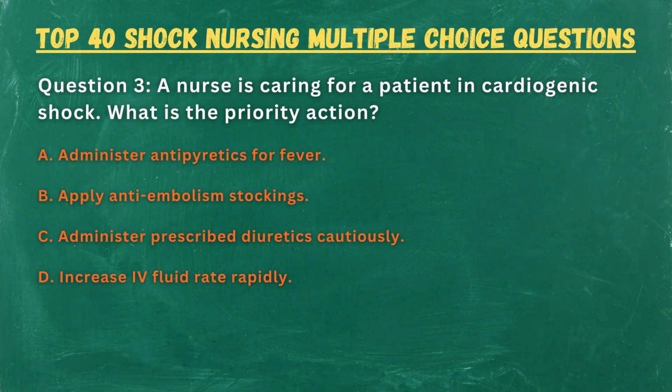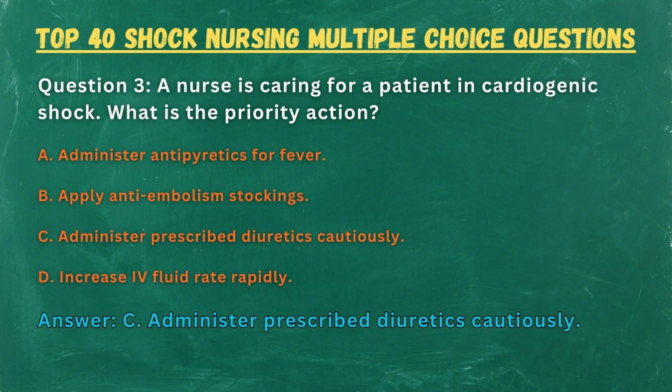Question 3. A nurse is caring for a patient in cardiogenic shock. What is the priority action? A. Administer antipyretics for fever. B. Apply anti-embolism stockings. C. Carefully administer prescribed diuretics. D. Increase IV fluid rate rapidly. Answer. C. Administer prescribed diuretics cautiously.